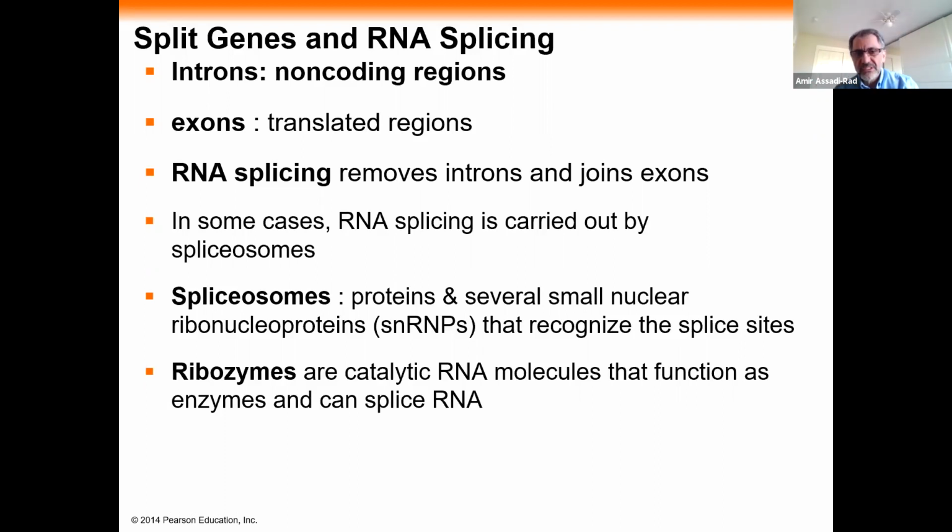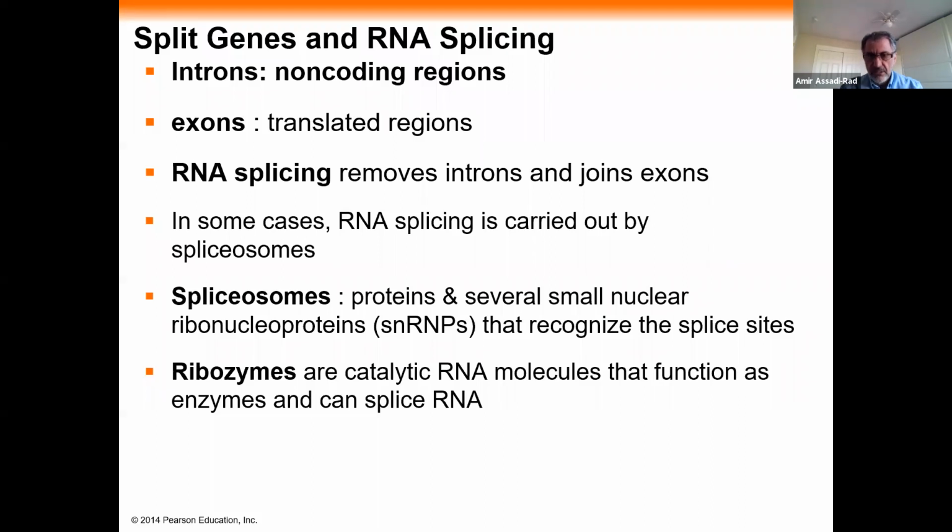So spliceosomes are protein molecules which are several small nuclear ribonucleoproteins, snRNPs they call them, that recognize the splice sites. Ribozymes, so far in this semester, you learned that enzymes are protein molecules. Now, there's one exception, and that one exception is ribozymes. Ribozymes are catalytic RNA molecules that function as enzymes and can splice the RNA.